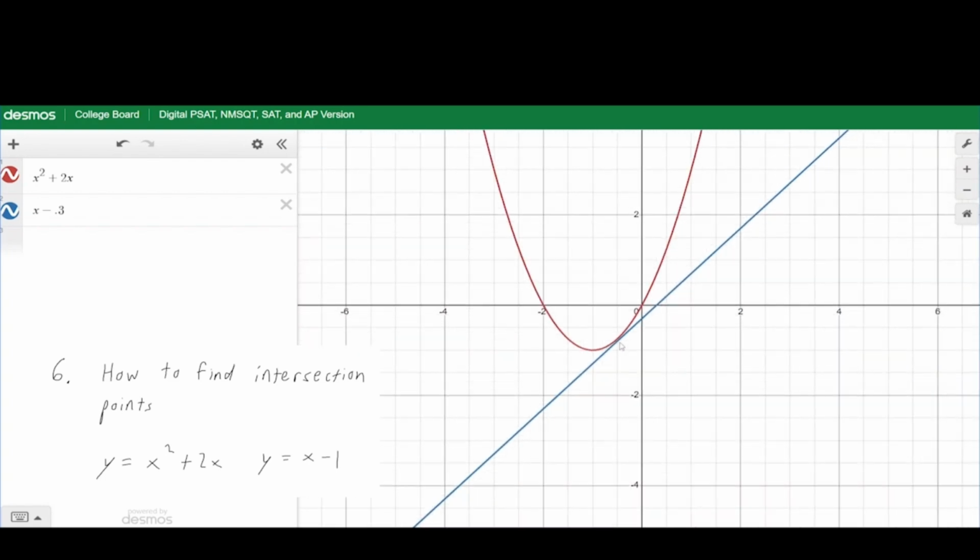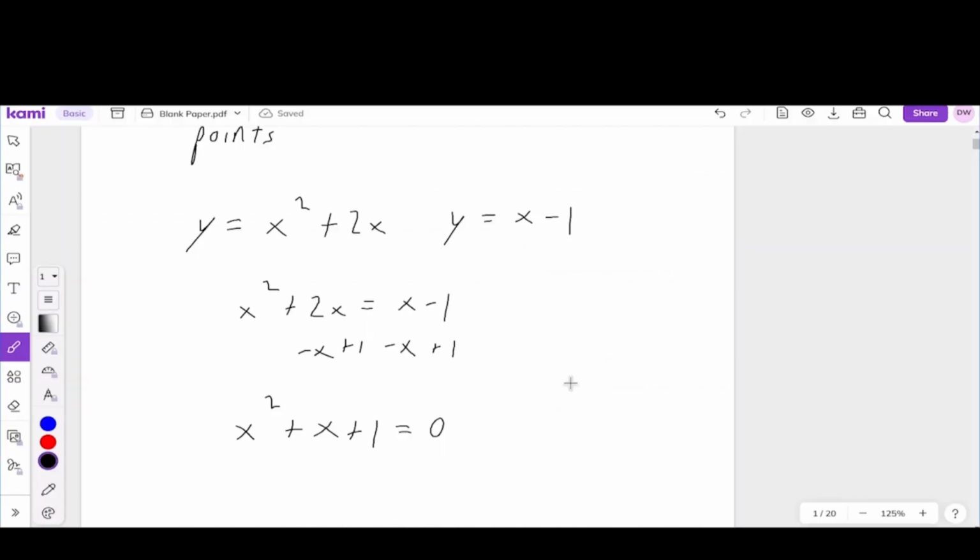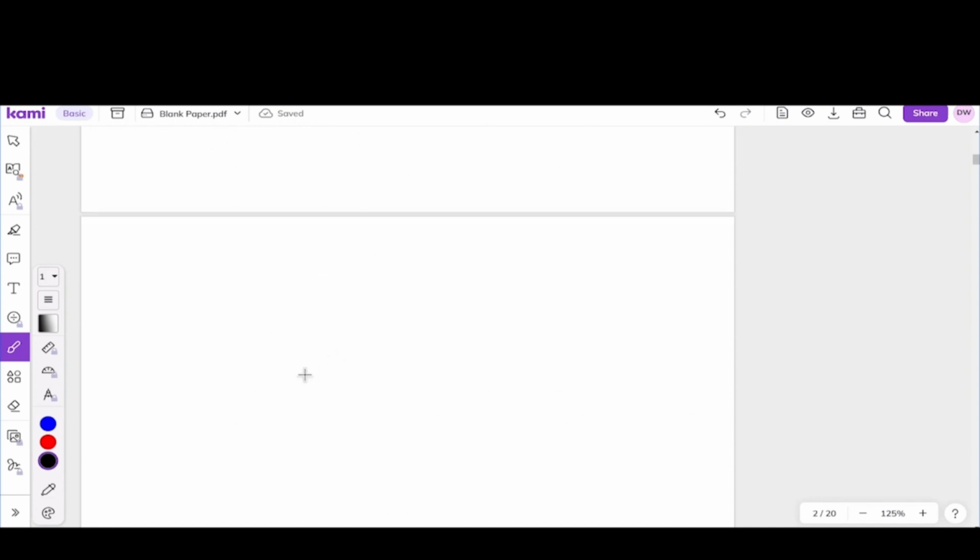Okay, so that's the first point I want to make. The answer for this one was 0, 0 intersection points. And again, you don't need Desmos, but that sure saved us a lot of time than this setting the functions equal to each other and doing quadratic formula. So that's tip number 6.